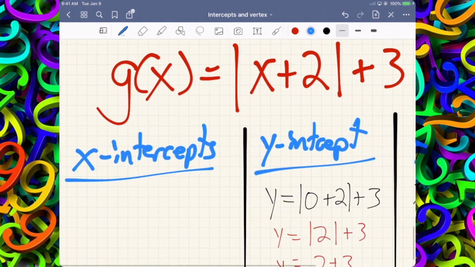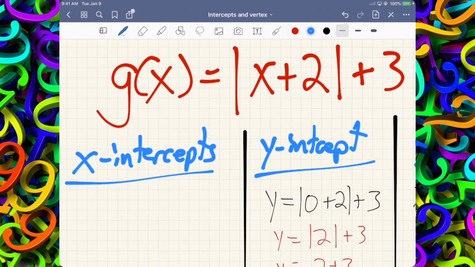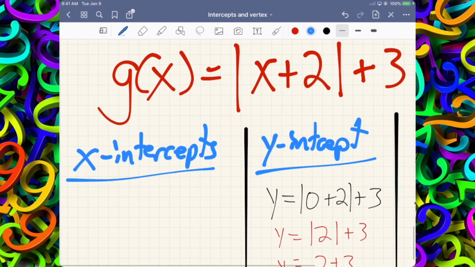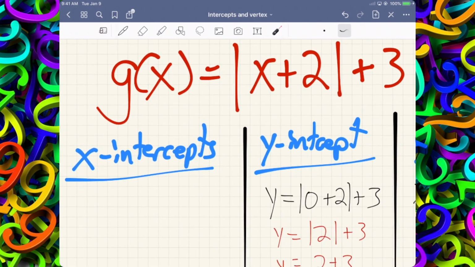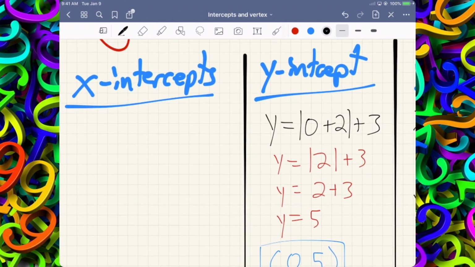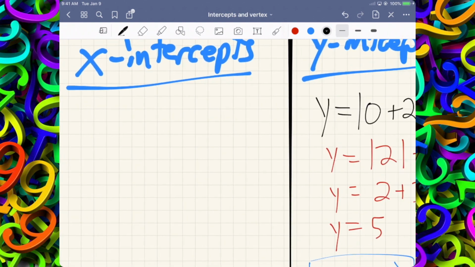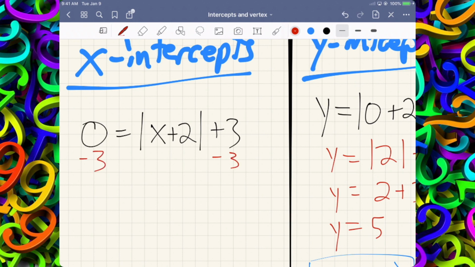Lastly, let us find the x-intercepts of this function. Remember, to do so, we just need to plug a 0 in for y. Remember that g of x is y. So let's begin. We get, we'll zoom in, 0 equals the absolute value of x plus 2 plus 3. Now let's solve for x. We subtract 3 from both sides. We get -3 equals the absolute value of x plus 2.